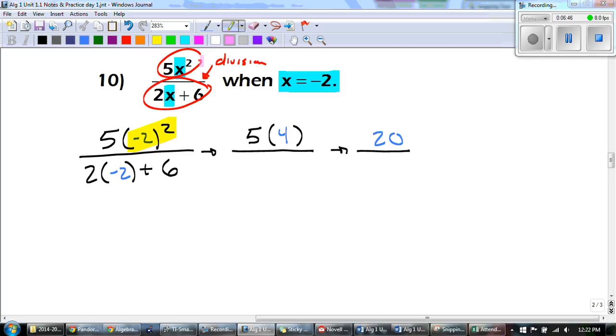Okay, now on the bottom, I have 2 times negative 2 because that's multiplication. 2 times negative 2 is a negative 4 plus 6. Negative 4 plus 6 is 2. And then the last thing, we always want to see if we can simplify this, which we can. 20 divided by 2 is 10.